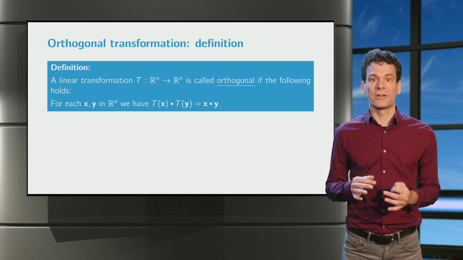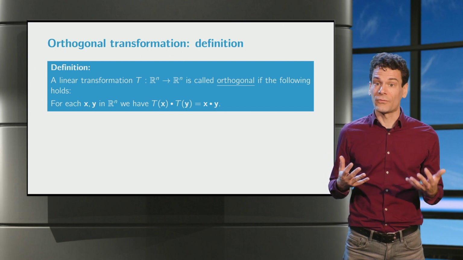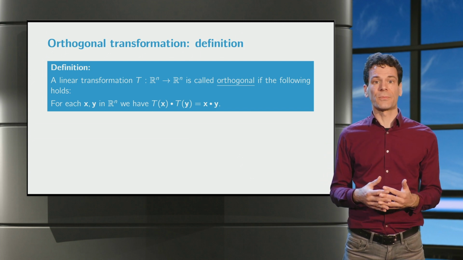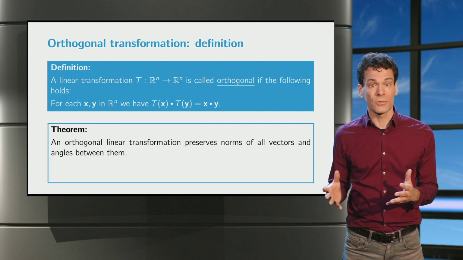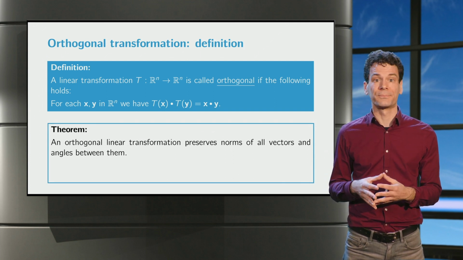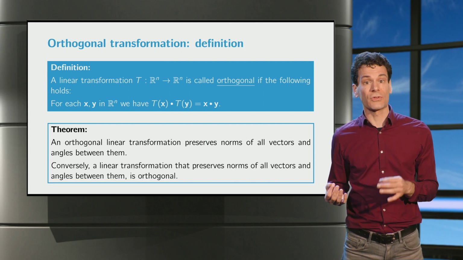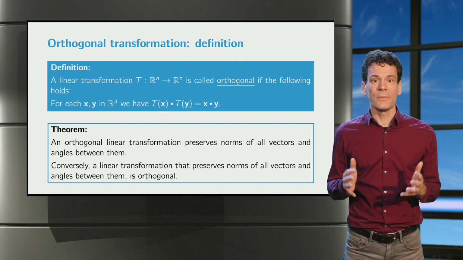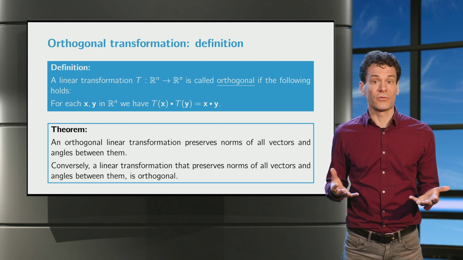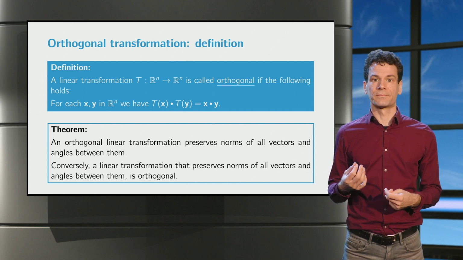Remember that the dot product can be used to calculate norms of vectors and angles between vectors, so the following theorem should not come as a big surprise. An orthogonal linear transformation preserves norms of vectors and angles between them. But the converse is also true. A linear transformation that preserves norms and angles is orthogonal. The theorem gives a characterization of orthogonal transformations. Before I prove it, let me show some examples.